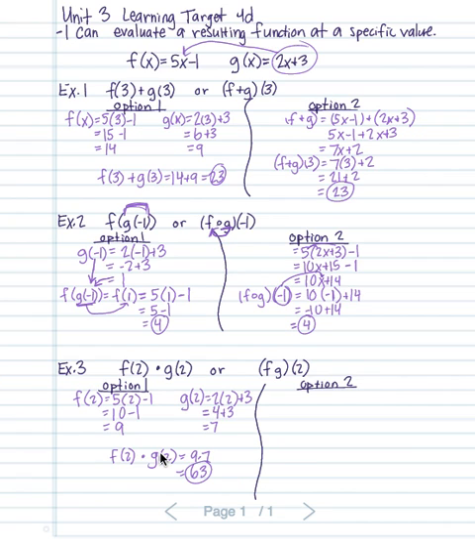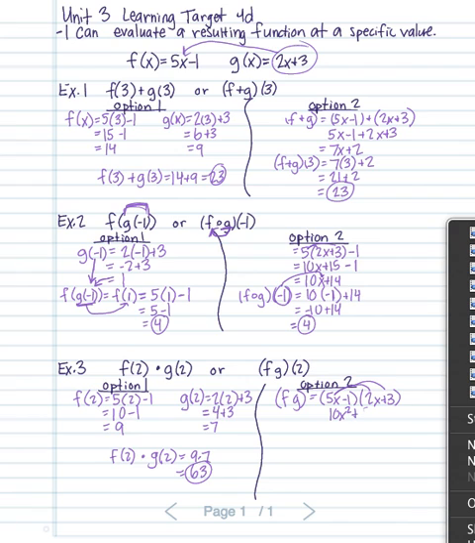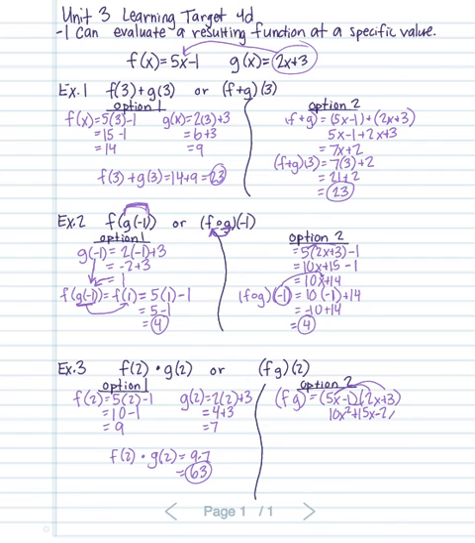Option 2, perform the operation first, then fill in later. So f times g first. That's going to be 5x minus 1 times 2x plus 3. Those parentheses with nothing in between them mean that we need to multiply because they're right next to each other. 5x times 2x is 10x squared. 5x times 3 is 15x. Negative 1 times 2x is negative 2x. Negative 1 times positive 3 is negative 3.